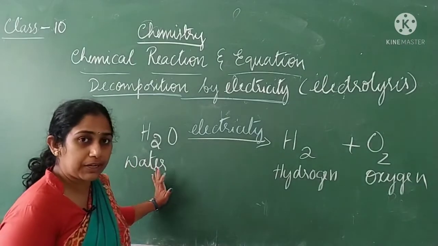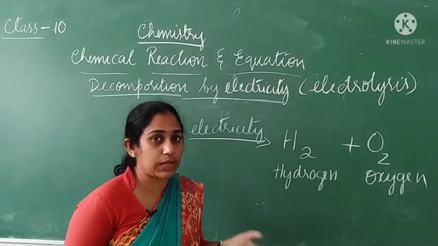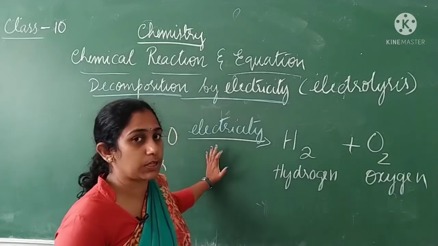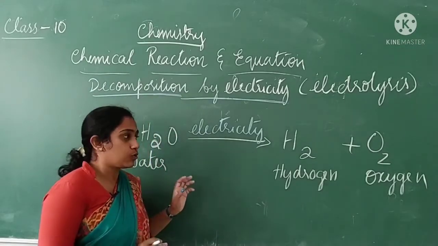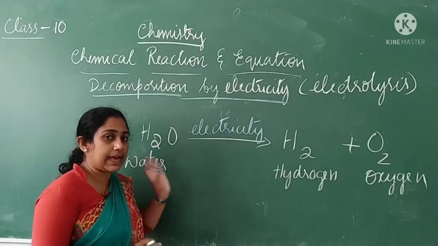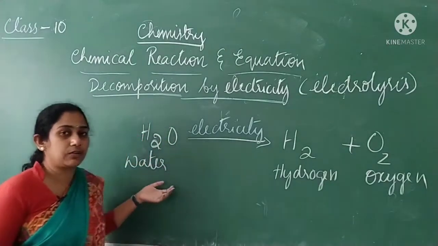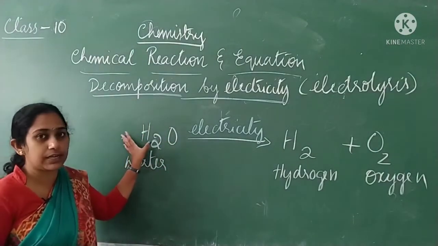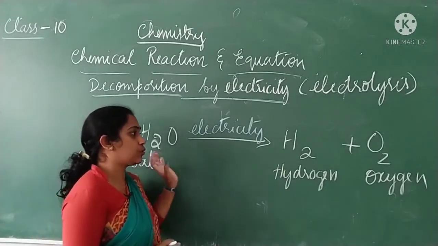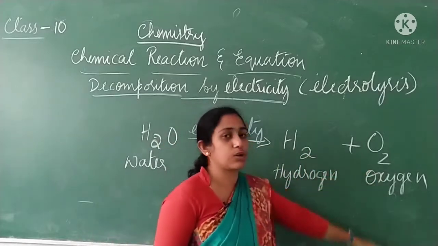So water can be decomposed. It cannot be easily decomposed by any other method because it is a polar molecule. It has charged particles in it. So it has to be decomposed only with the help of electricity. On passing electricity through water, the atoms of the water molecule decompose. What atoms can you find in a water molecule? You have hydrogen atom and oxygen atom. So when we pass electricity through water, it decomposes to form hydrogen gas and oxygen gas.